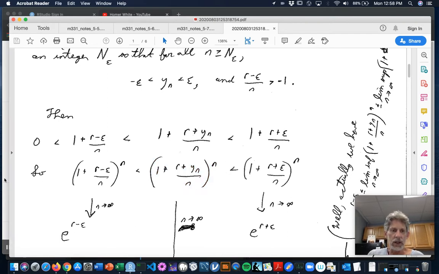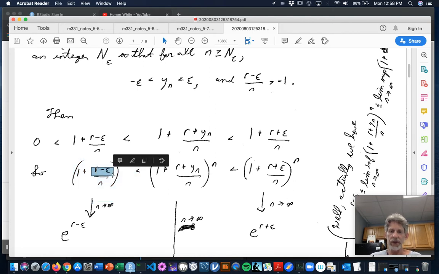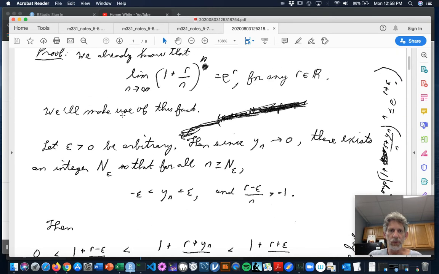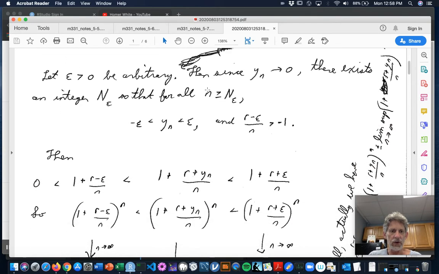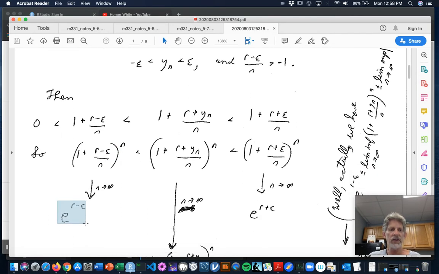Okay, well, when I look at this, I see that what I've got on the top of the n is just something that doesn't change as n changes. It's just r minus epsilon. And so because of this L'Hopital's rule fact up here, I can just use r minus epsilon instead of the r and get that this has to be converging to e^(r minus epsilon) as n goes to infinity. Okay, and similarly, this has to be converging to e^(r plus epsilon).